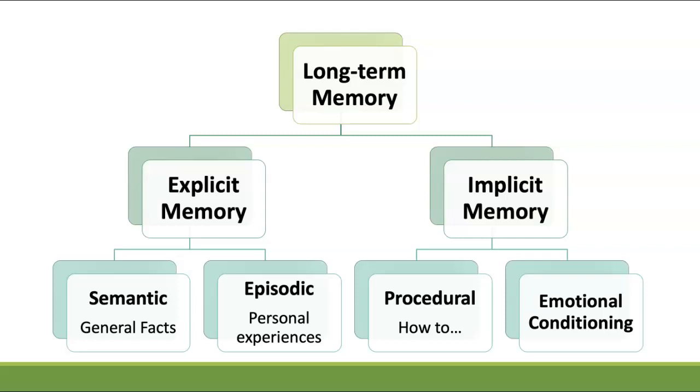Implicit memories are memories that are not part of our consciousness. They are formed through behaviors. So this includes procedural memories, a type of memory that stores information about how to do things. Your skills, the different actions you engage in, your knowledge of how to do that is an implicit memory. So for example, how to ride a bike, how to tie your shoelaces, how to drive.